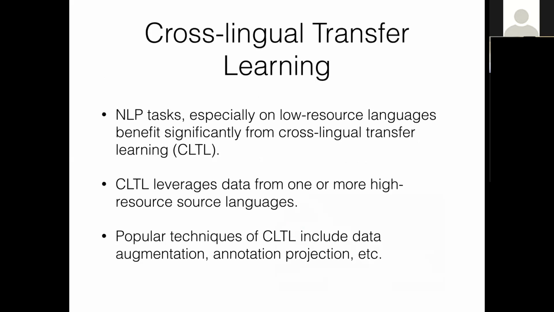So we looked at multilingual models where we trained one model over all the languages. Now we'll talk about cross-lingual transfer learning, which essentially leverages resources or data from one or more high resource languages to benefit the low resource languages. Some popular techniques of cross-lingual transfer learning which we'll discuss here are data augmentation and annotation projection.